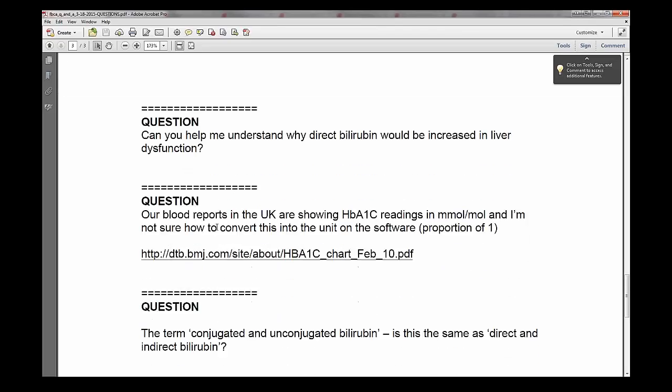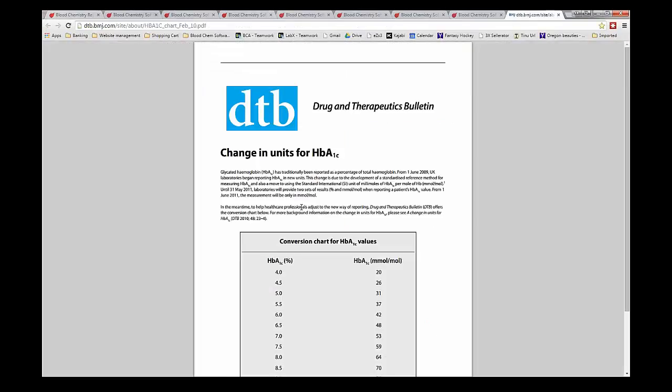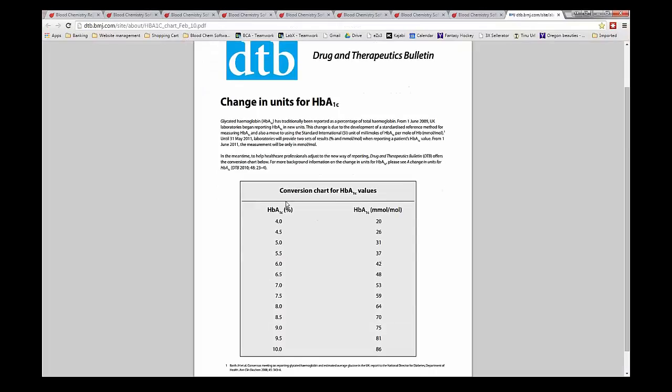Our blood reports in the UK are showing hemoglobin A1C in millimoles per mole, and I'm not sure how to convert this into the units of the software. I found this pretty cool little site here, so I'm just going to show you what that looks like. So this is how you would change the millimole readings and convert them into percentages. And then once you've got the percentage, you can use a conversion factor to put it into standard international units.